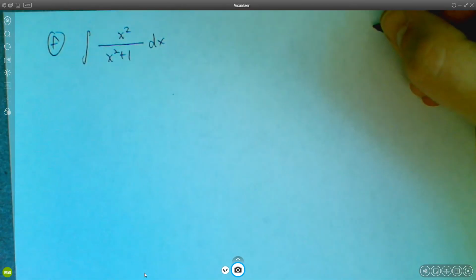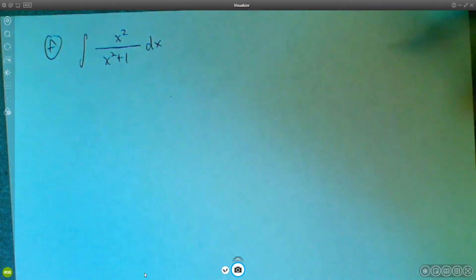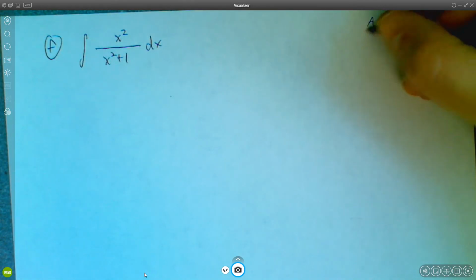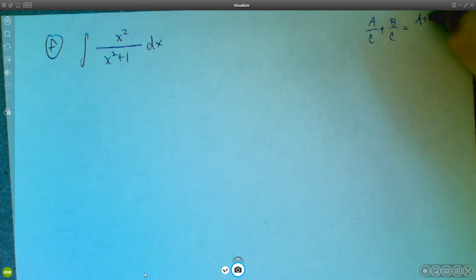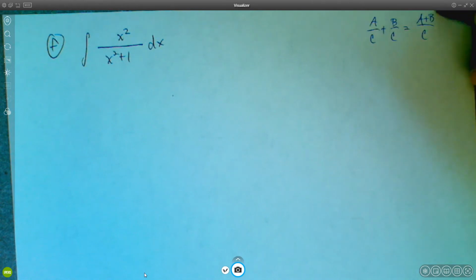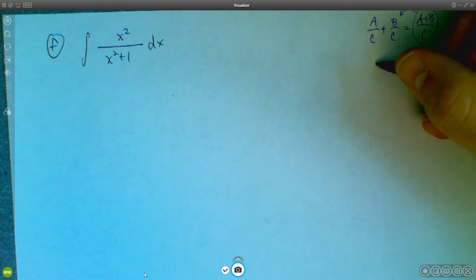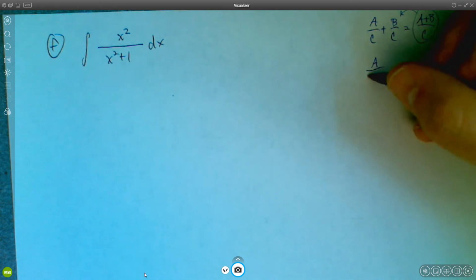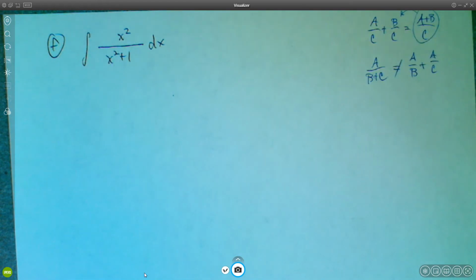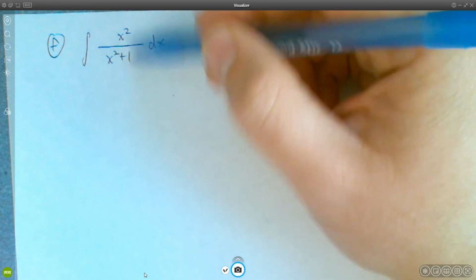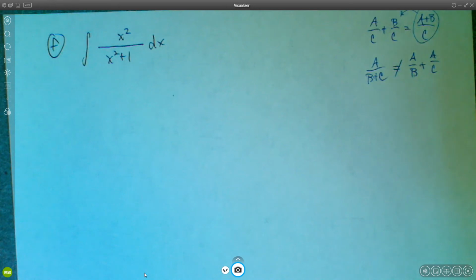That's not how fractions work. The reason we're able to do what we did on the previous part is because when you add fractions, you add the numerators and leave the denominator unchanged. So we just used this fact in reverse, right? We went from here to here. But it is not the case that a over b plus c equals a over b plus a over c. This is not true. So you can't split the denominator in quite that way.